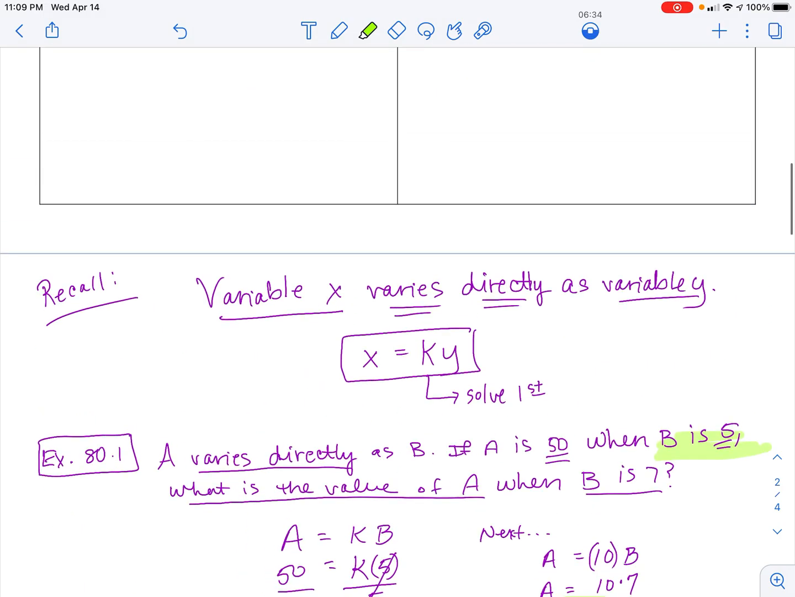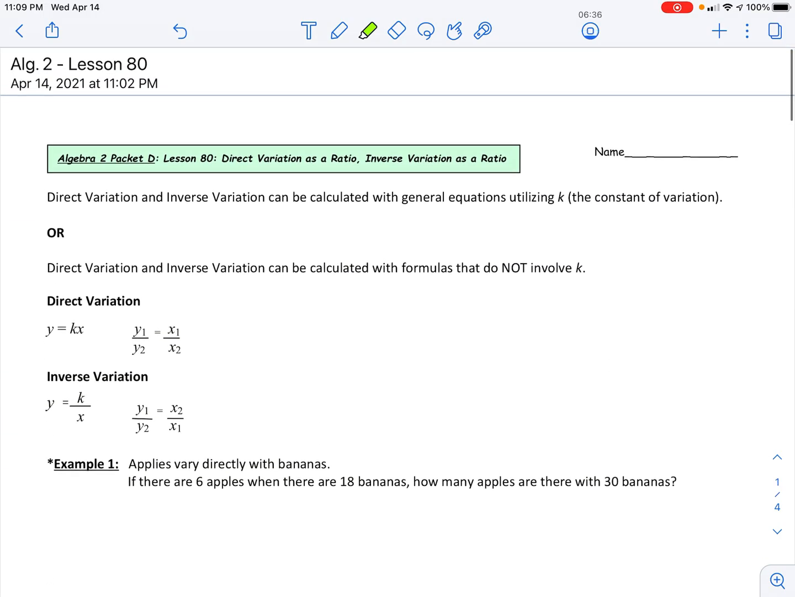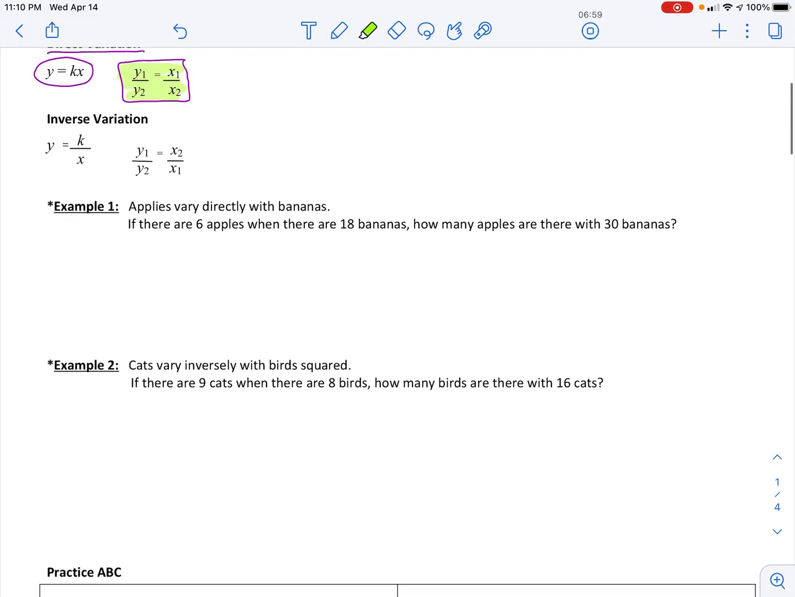So what I want you to write in your packets now, this is going to be your part. Right up here where it says direct variation, I want you to notice, just look up here. This is what we learned a while back, and today we're learning this one here. Okay? Now let's do example 1.